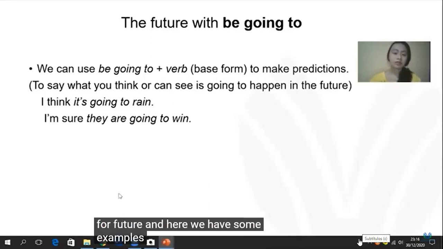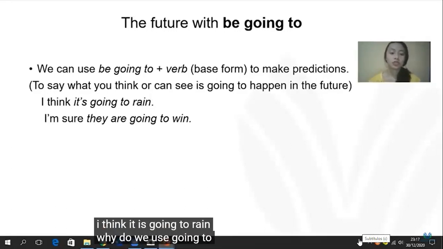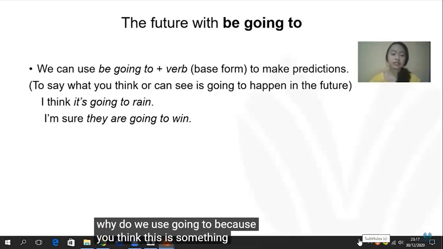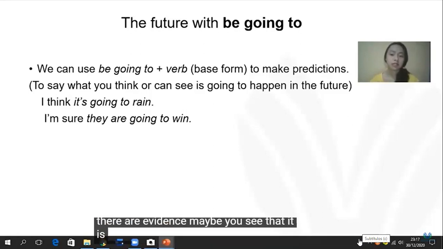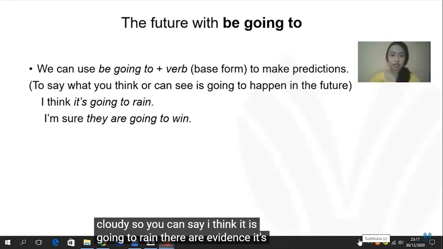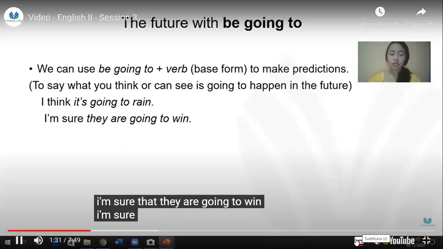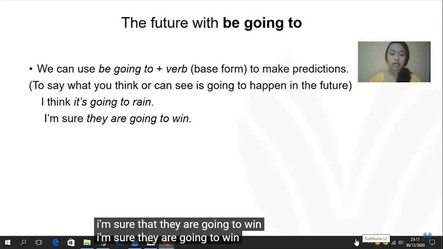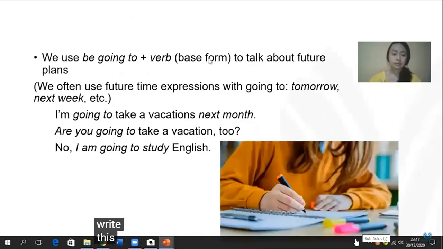Here we have some examples. I think it's going to rain. Why we use going to? Because you think this is something that you see. There are evidence when you see that it's cloudy, so you can say, I think it's going to rain. There are evidence that it's going to rain. I'm sure that they are going to win. I'm sure they are going to win. What is the structure style to write? To write is use going to for future.